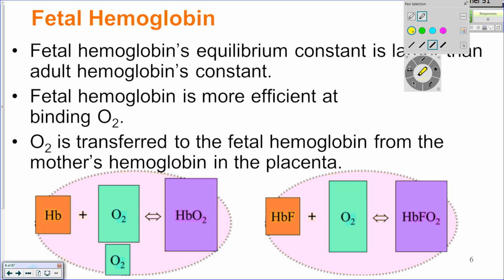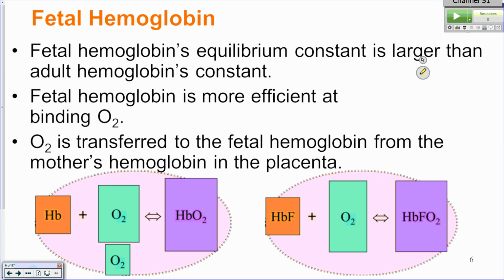Now, when hemoglobin is made by the body, it changes over time a little bit. So there's something called fetal hemoglobin, and that represents the hemoglobin that's present in a fetus. So what's happening in a fetus as it's developing, it's not breathing oxygen into its lungs yet. All right, so it's a little bit different than normal hemoglobin, and that equilibrium constant is a little bit different. So fetal hemoglobin's equilibrium constant is larger than the adult hemoglobin's constant. And the reason is that fetal hemoglobin has to be more efficient at binding the O2.